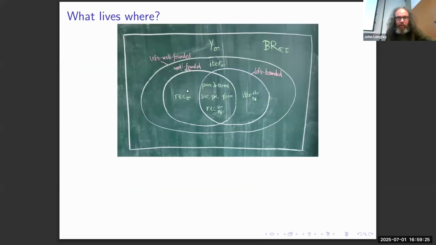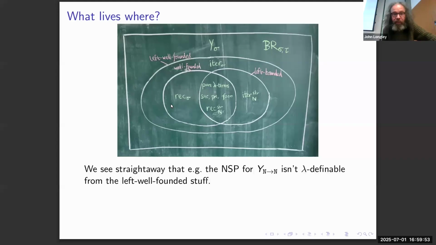Right, so we can see these various beasts we've introduced. This is the good old Venn diagram. We've got well-founded trees, we've got left-bounded ones. They have quite a substantial intersection, and then left well-founded embraces both of those. But every region of this Venn diagram is populated, in fact, by one or other of the things I've mentioned.